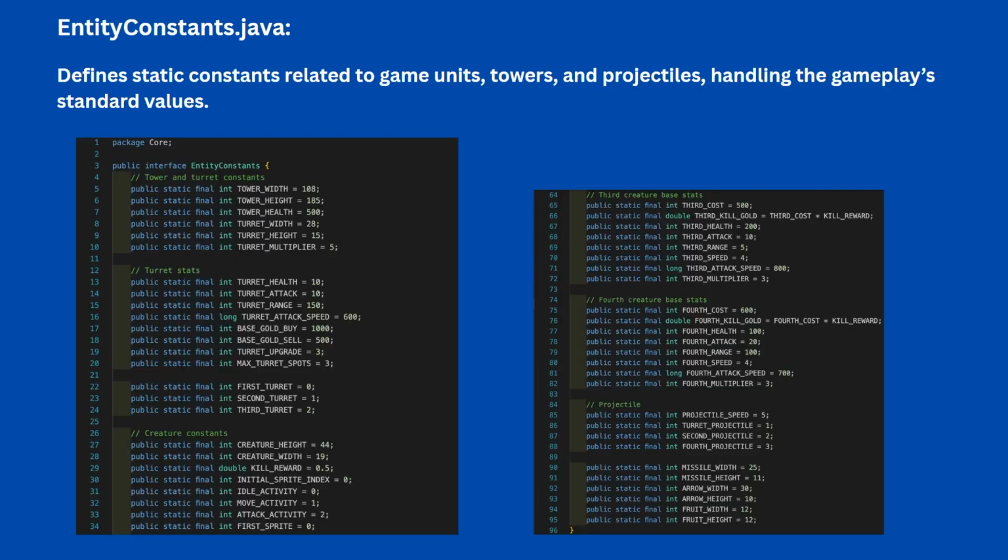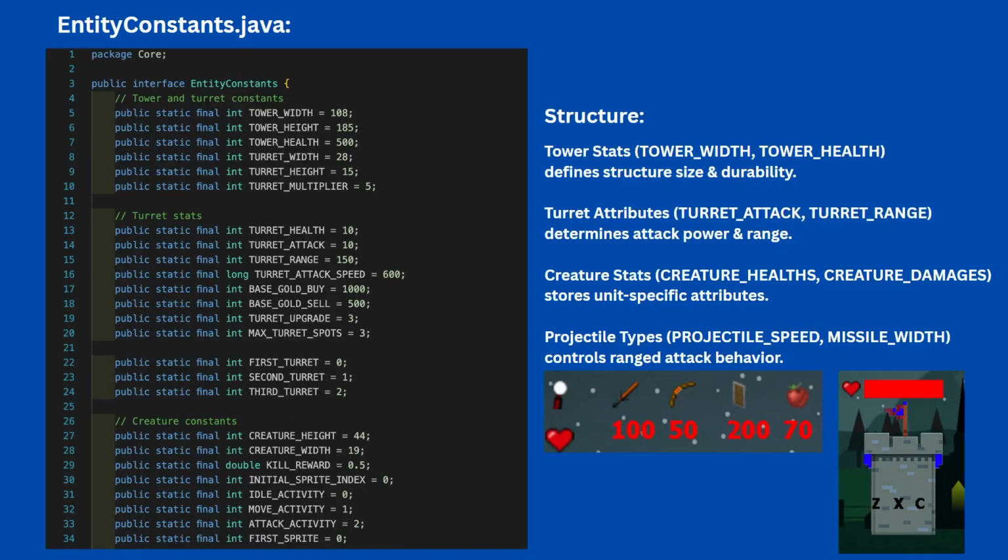Moving to the entity constant, the file defines static constants related to game units, towers, and rotor time, ensuring standard values across the gameplay. Next. It contains some key attributes like screen setting, evolution system, gold economy, summoning constraint, combat mechanic, game rule, UI, miscellaneous settings, and impact on the game. Next.